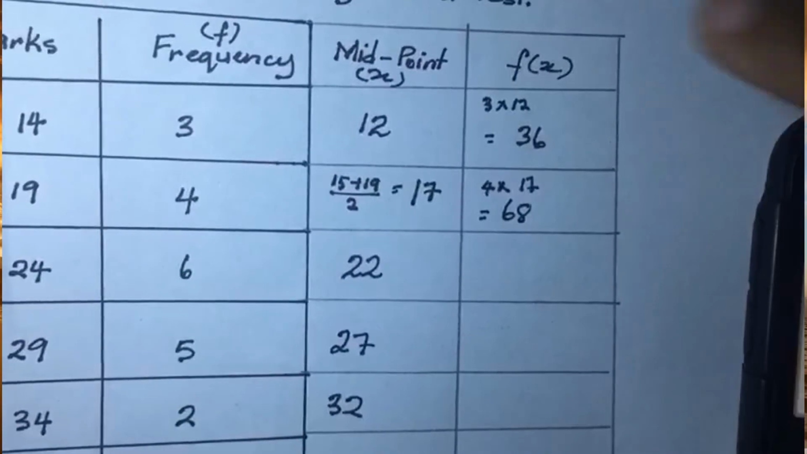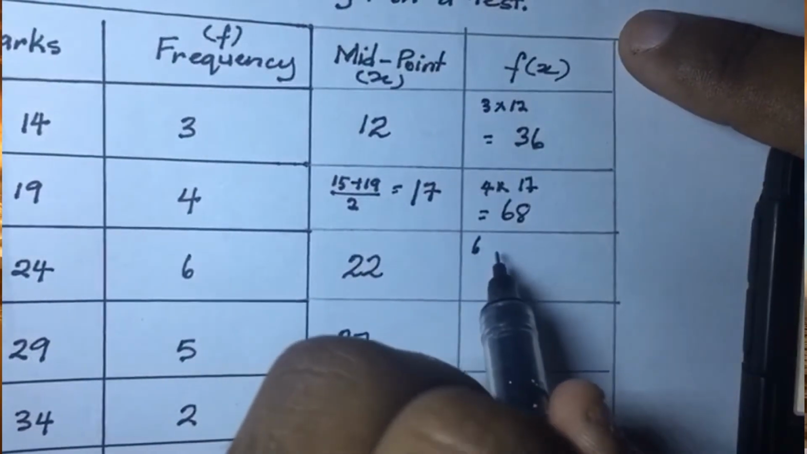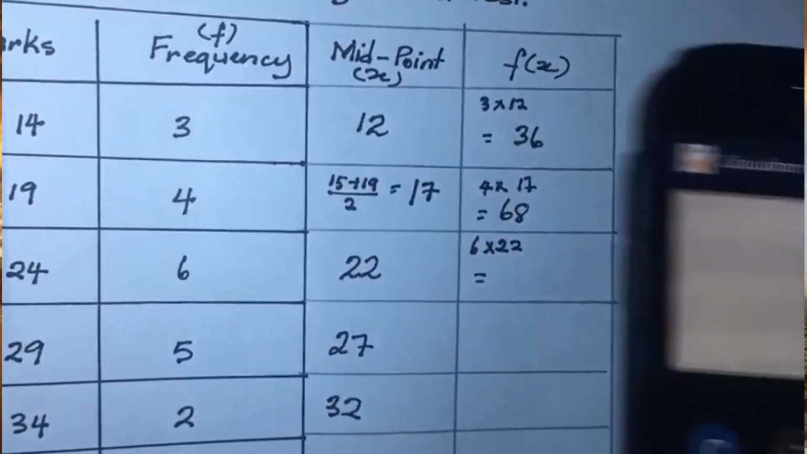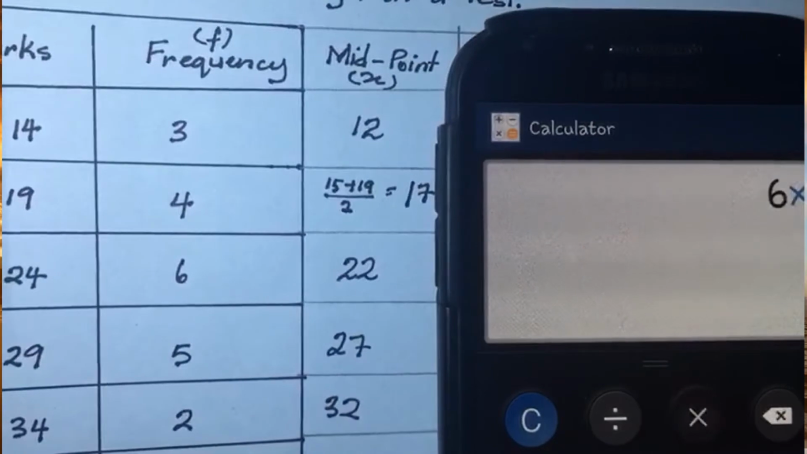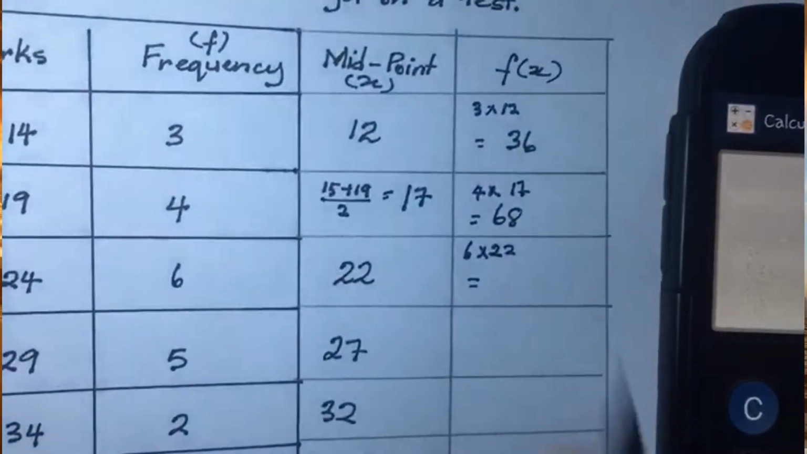6. So my x is also going to be 22. So my f of x is going to be 6 times 22. Putting it in my calculator, 6 times 22. There we go. 132.